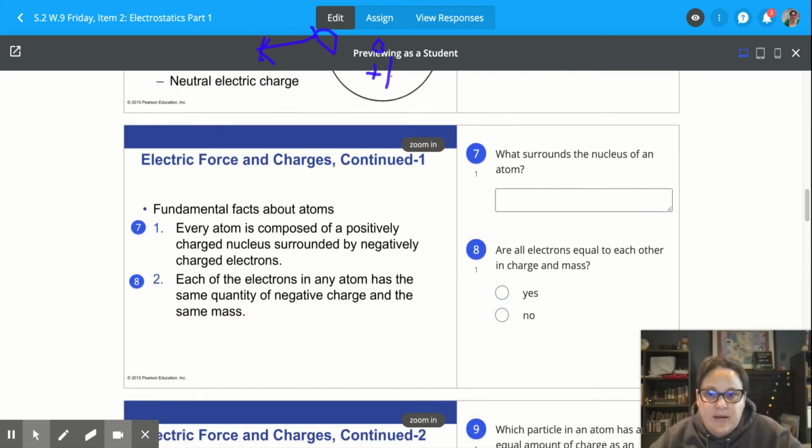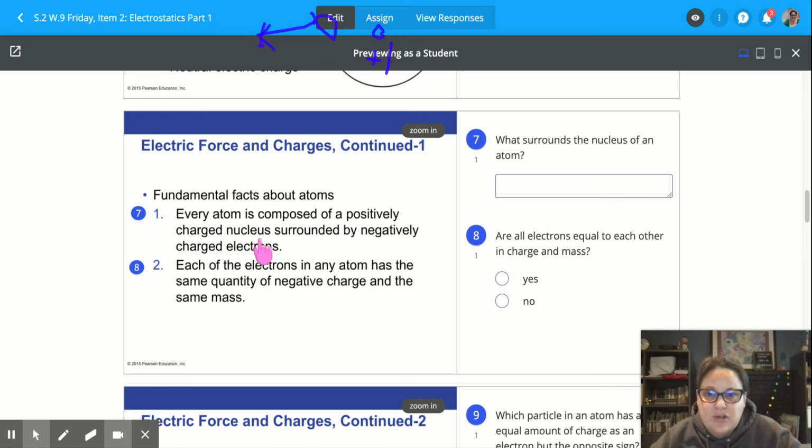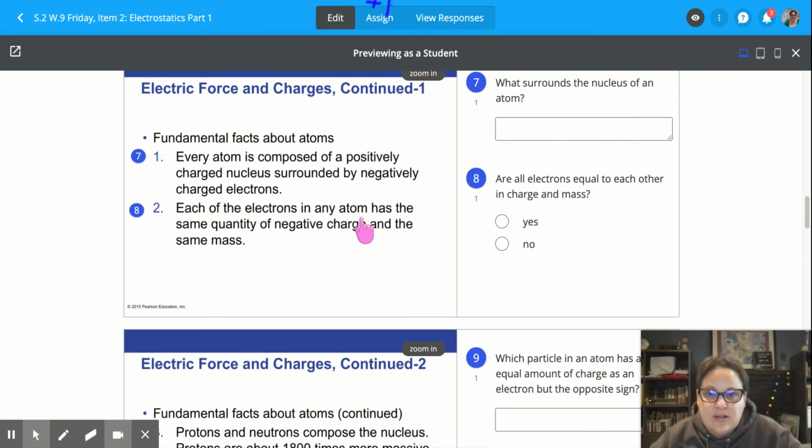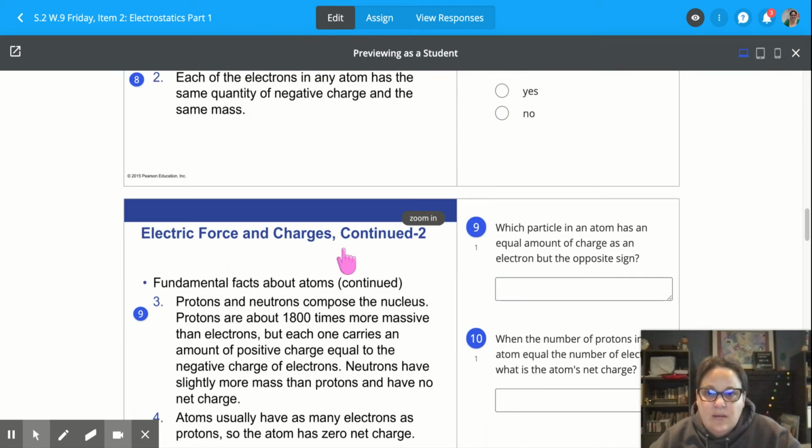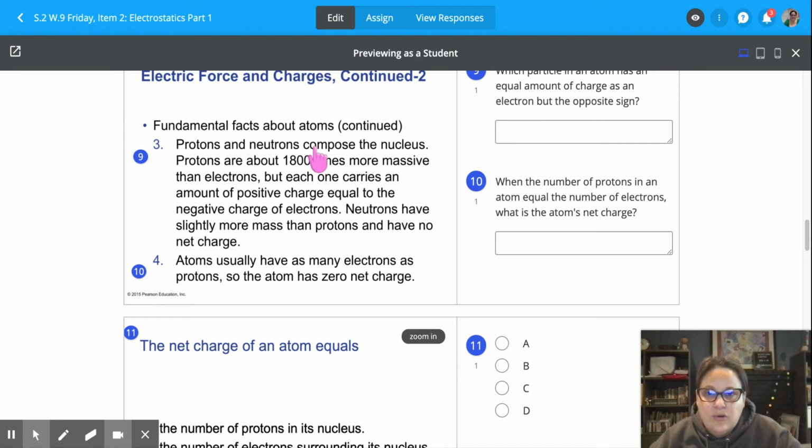Fundamental facts about atoms. Every atom is composed of a positively charged nucleus surrounded by negatively charged electrons. Each of the electrons in an atom has the same quantity of negative charge and the same mass. Protons and neutrons compose the nucleus. It just gives you size references. And then protons and neutrons have no charge.